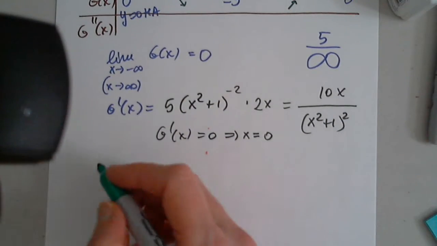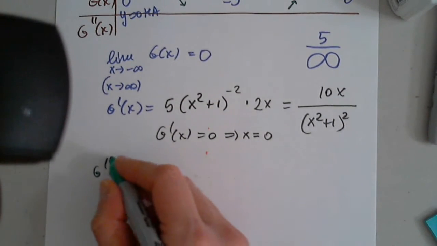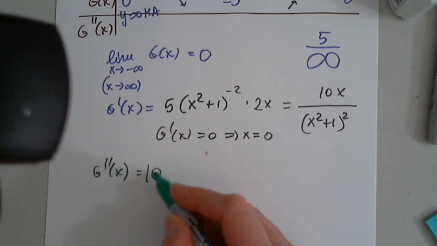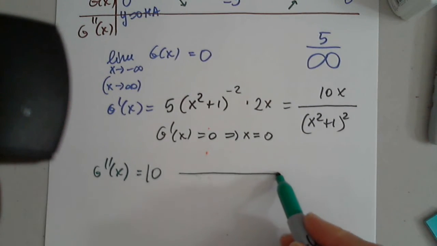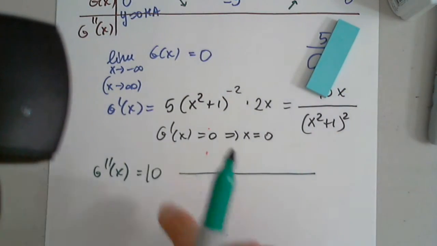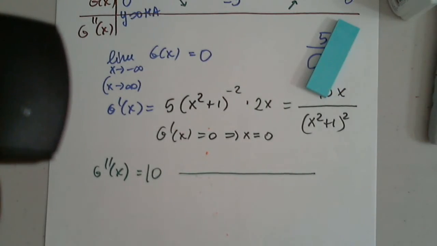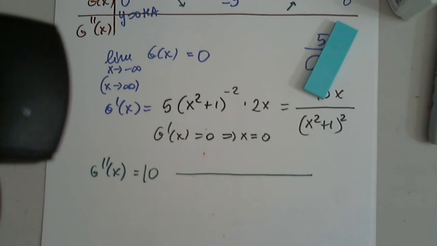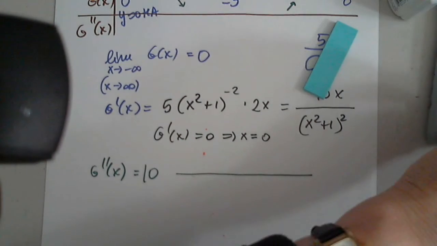So let's find the second derivative. 10 stays outside. So can anyone give us the derivative without the 10 in front? Because I don't care for it. I took it outside. Can anyone tell us the derivative of a ratio?